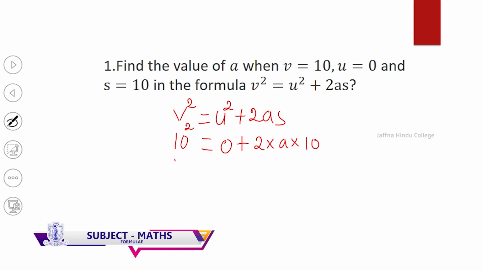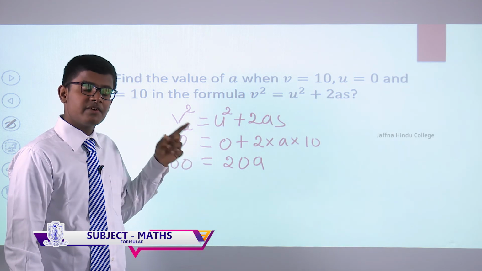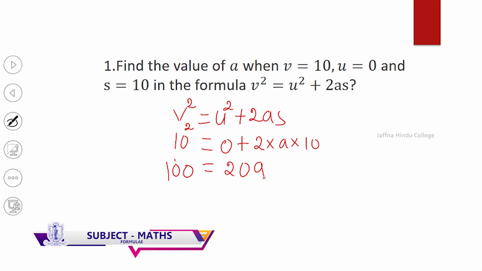By simplifying, we obtain the answer 100 is equal to 20a. We have to find the value of a. For that purpose, we have to make a the subject. Then a is equal to 100 over 20. Therefore, the answer is 5.